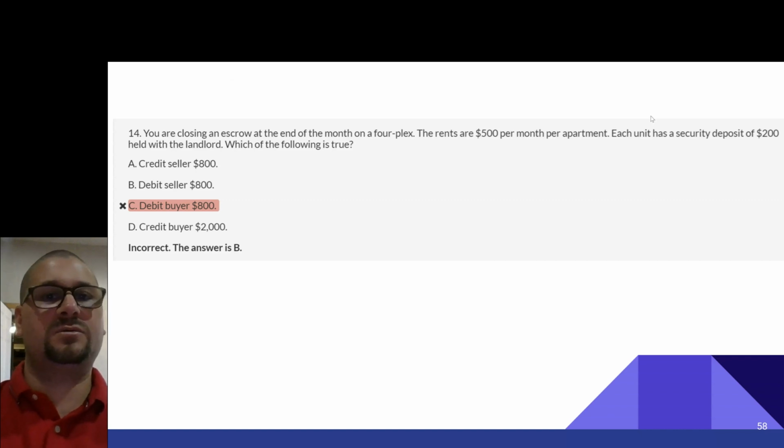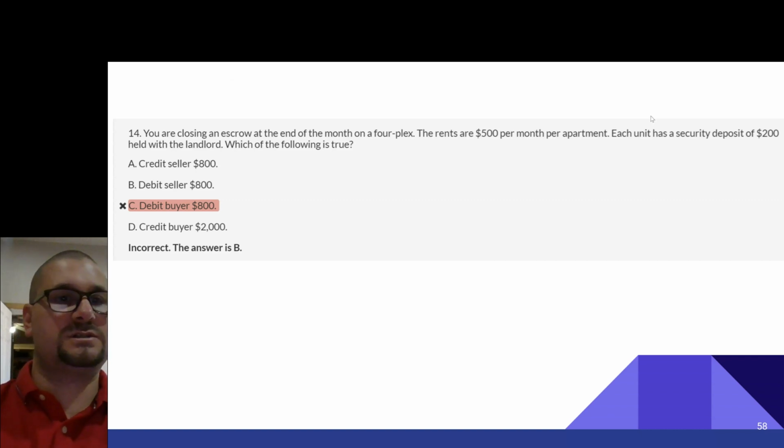You are closing an escrow at the end of the month on a fourplex. The rents are $500 per month per apartment. Each unit has a security deposit of $200 held with the landlord. Which of the following is true? Debit the seller $800.